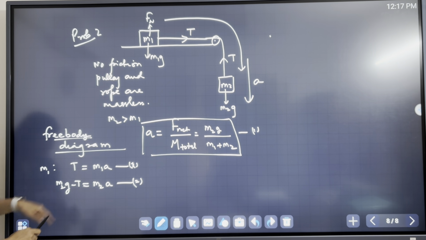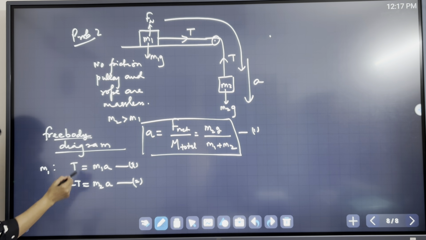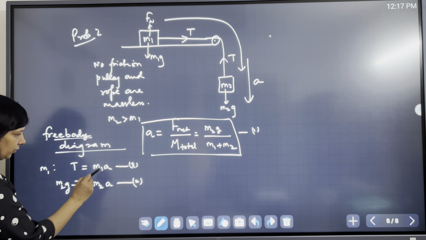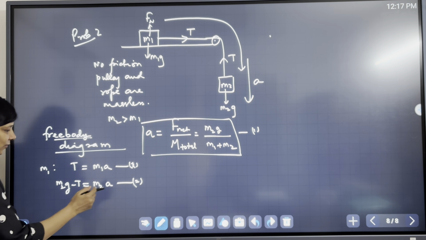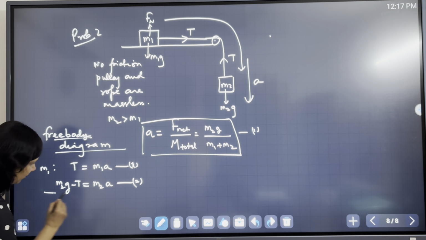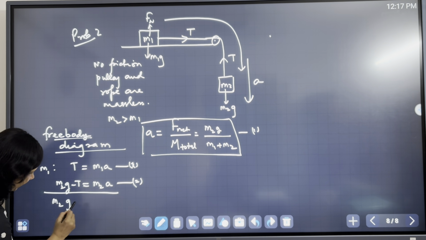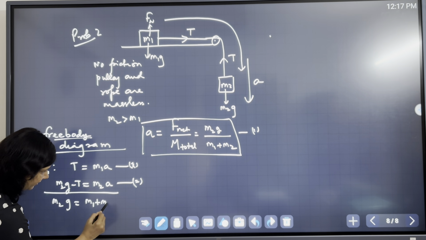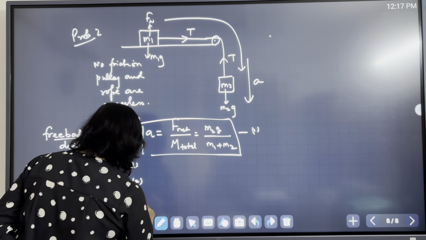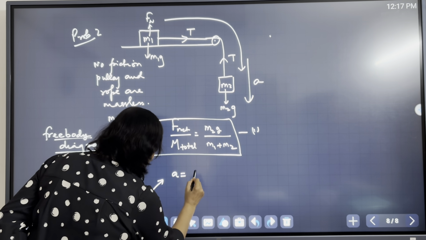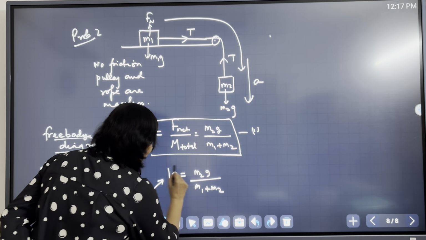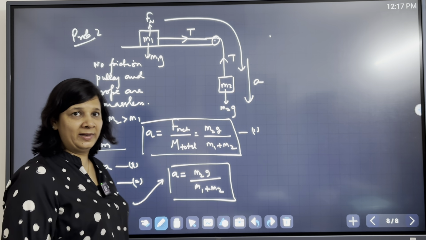Now from here, you can easily check that when you add these two equations, plus T and minus T will cancel. M2G will be equal to (M1 plus M2) A, and A you can get as M2G divided by (M1 plus M2). So either way, you will get A is equal to M2G divided by (M1 plus M2). I am not considering any friction, otherwise that will also add.